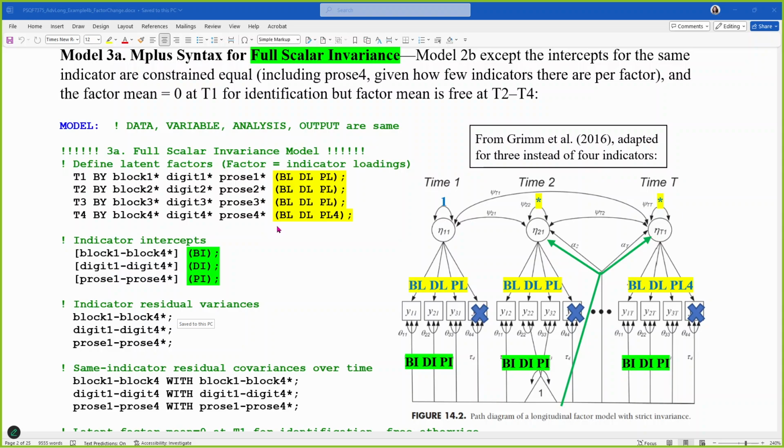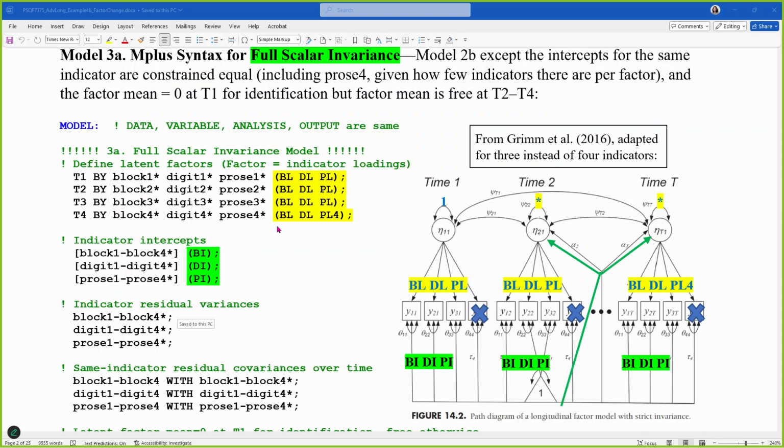Each observed outcome, so the 12 variables that we have here, is going to have one factor loading in this model, one intercept, and one residual variance. So intercept means the same thing that it does regardless of what class I'm teaching. It is the expected outcome when your predictors are 0. That is always what it means. In this context, your predictor is the factor.